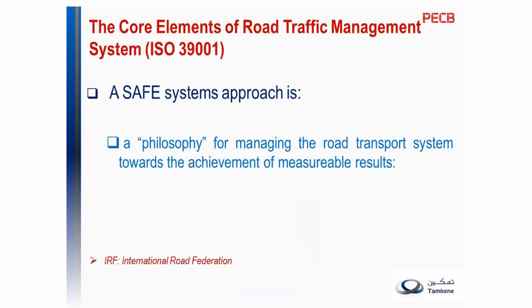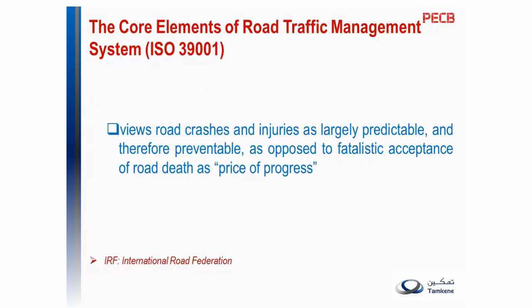Now, the core element of road traffic safety has something to do with the safe system approach, which is basically a philosophy of managing road safety towards achievement of measurable results. It has something to do with viewing road crashes and injuries as predictable circumstances that can be preventable, as opposed to fatalistic acceptance of road death as a price of progress.